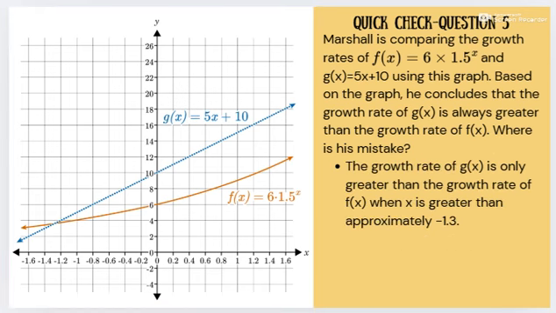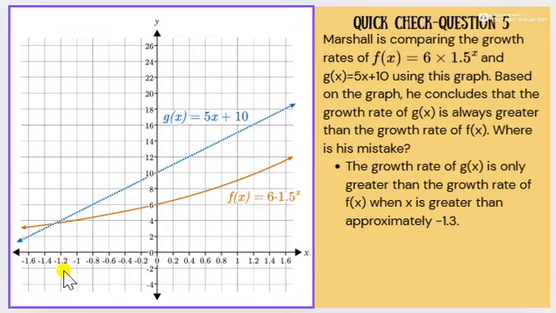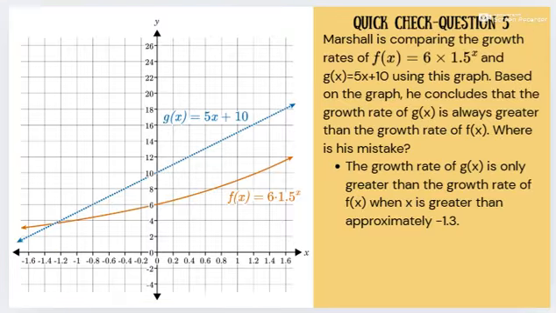And the last option is the growth rate of g of x is only greater than the growth rate of f of x when x is greater than approximately negative 1.3, which is right about there. Remember, the order my answers are in will not match the order your answers are in.